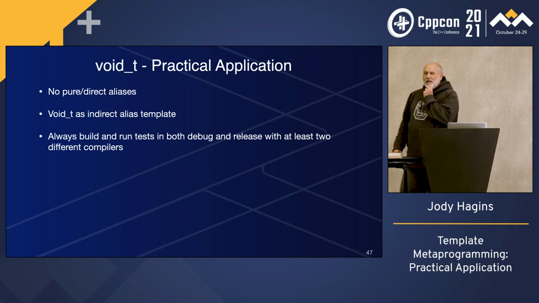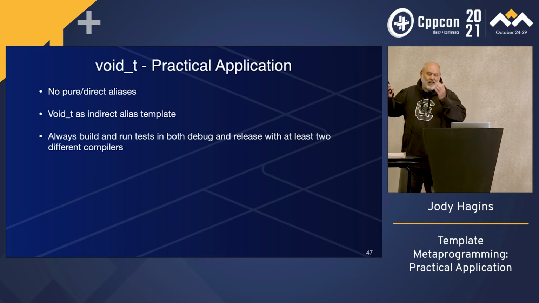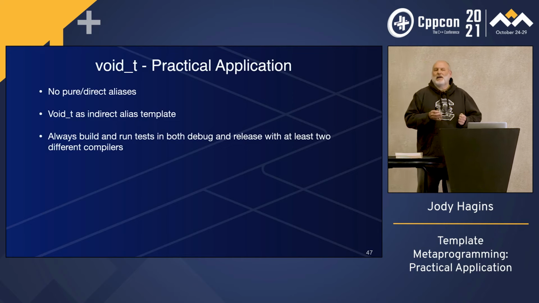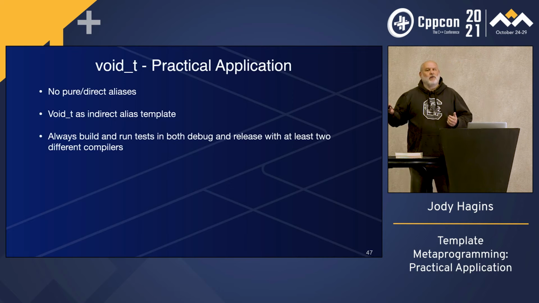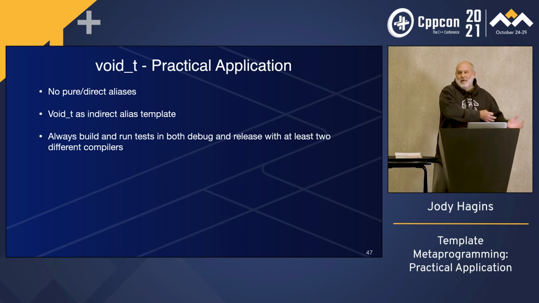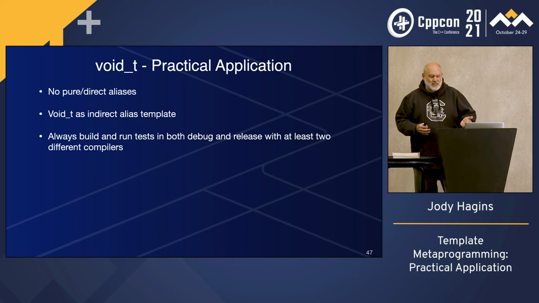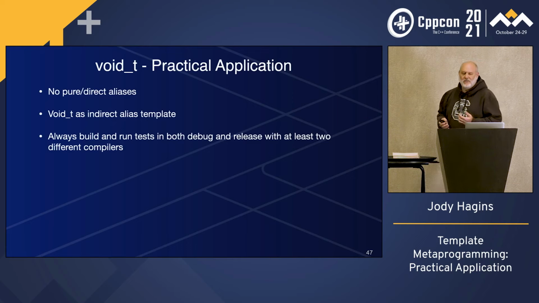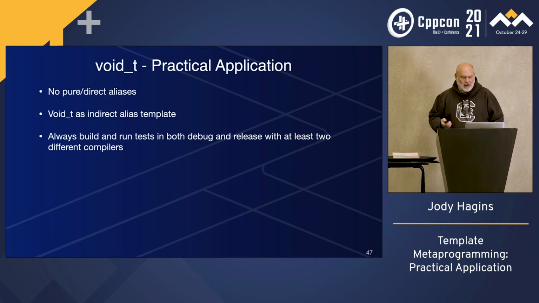Also, when you're doing template metaprogramming, or metaprogramming in any case, or when you're doing programming in anything, right? But especially when you're exercising the compile time stuff, because there are vastly more people doing normal programming things to exercise the compiler than there are doing metaprogramming things. And so there's probably some issue that you're going to encounter. So always build and run tests in both debug and release with at least 2 different compilers.